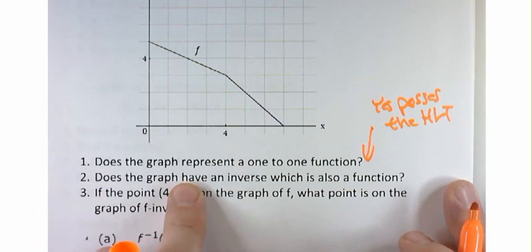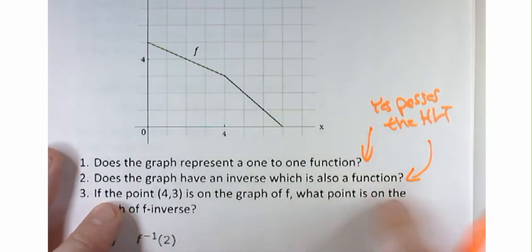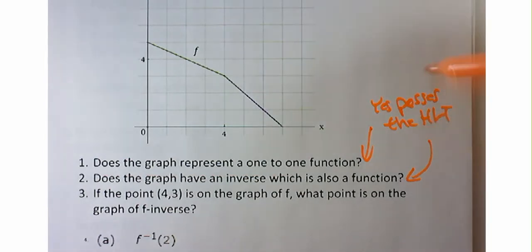Does this graph have an inverse, which is also a function? And it's kind of yes by the same reason. Yes, because it passes the horizontal line test. That's the nice thing about functions that pass the horizontal line test. They have an inverse, which is also a function. So the answer is kind of the same to both.